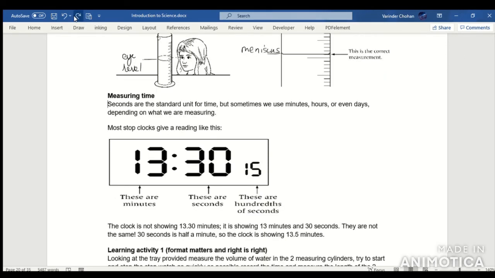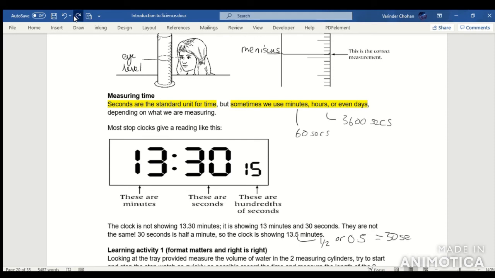Measuring time. The standard unit for time is the second, but sometimes we can use minutes, hours, even days, depending on what we are measuring. It is useful to remember that there is 60 seconds in a minute and 3,600 seconds in an hour. When taking readings, it's important to make sure that we do the correct conversions.